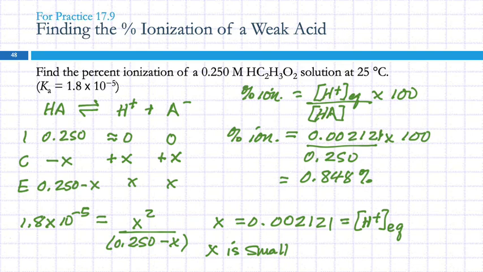0.8% of the molecules are ionized. So if you have 100 acid molecules, less than 1 is ionized. These ionize just a little tiny bit. Any questions?